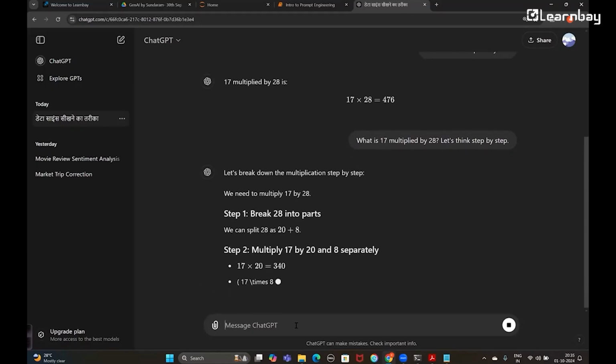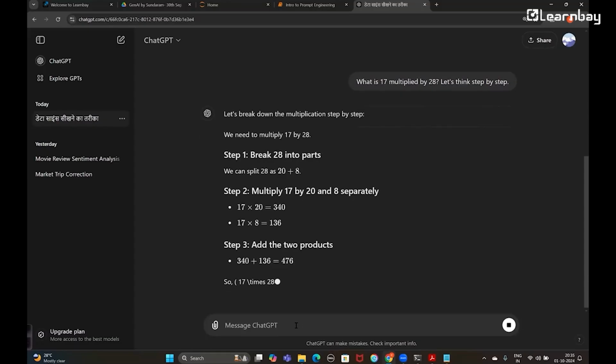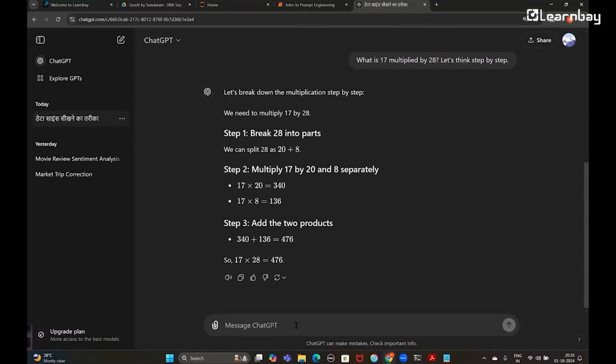complete information you will get with detailed analysis. You are giving the large language model the opportunity to think step by step. And what they said: let's break down the multiplication step by step. Step one, break 28 into parts. We split 28 as 20 plus 8. Second, multiply 17 by 20 and by 8 separately, because it's very easy. 17 times 2 is 34, so 340. 17 times 8 is 136. Step 3, add the two products. So the answer is this. This is just an example I have taken, one of the easiest examples.